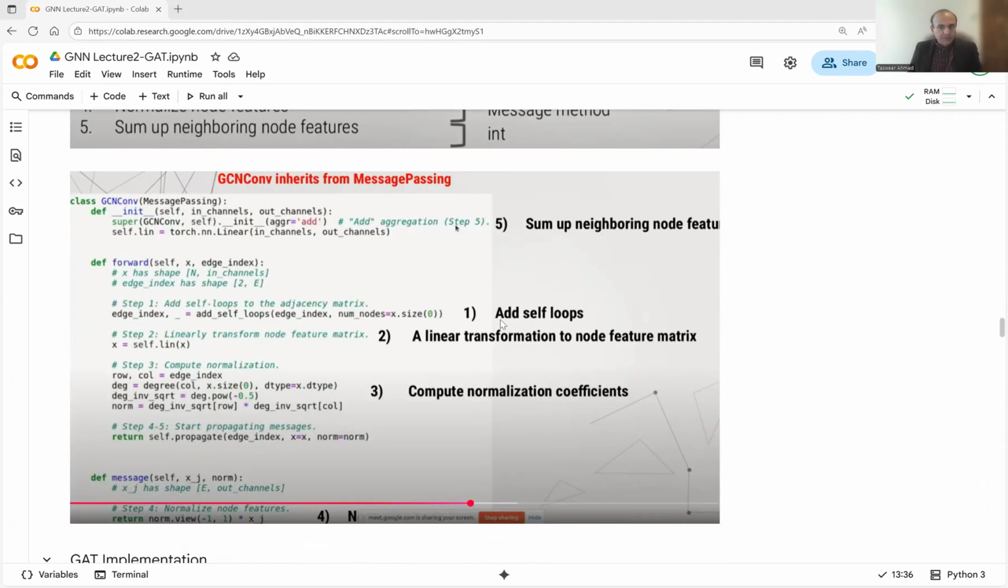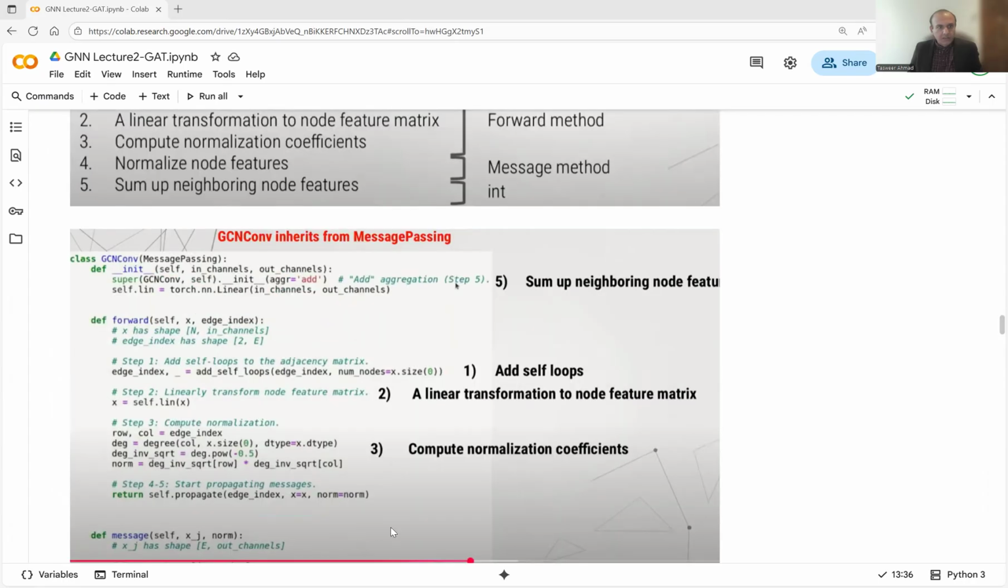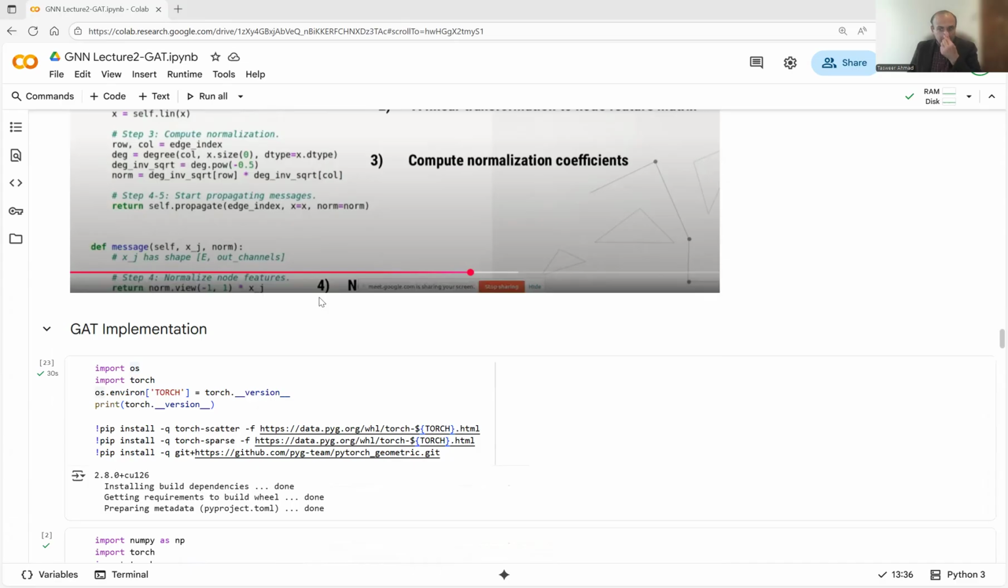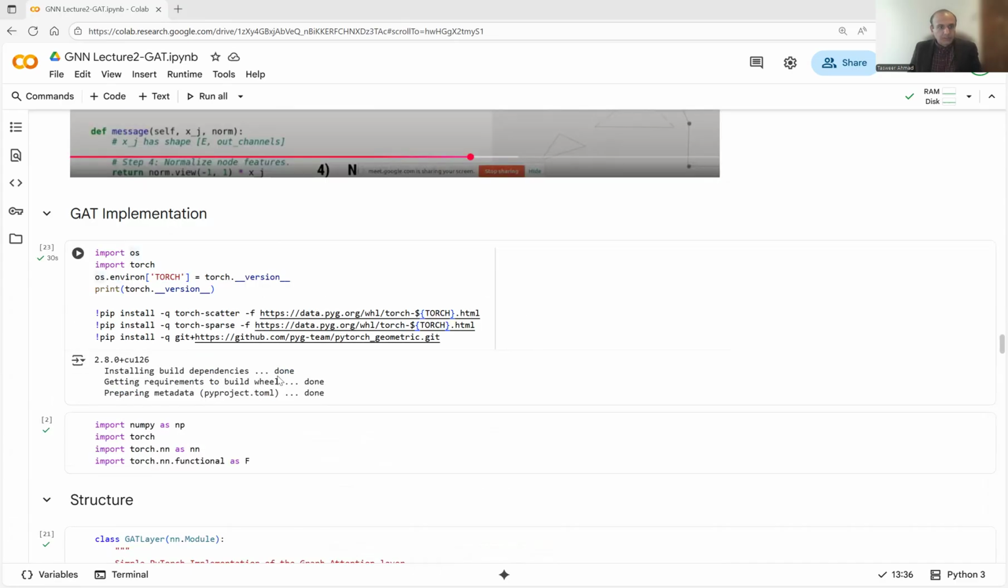So the idea is that we first introduce the self loops, and then these go through a linear transformation applied to the node feature matrix. This node feature matrix has been initialized above with a linear layer, and then we compute the normalization function. Number 4 is to normalize those node features, and then compute the sum using aggregation or summation, etc. So this is the PyTorch implementation of this GAT. So this was the overall concept of it.